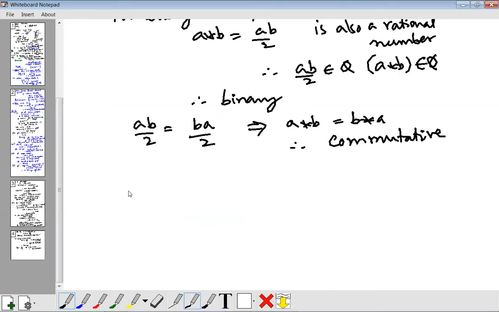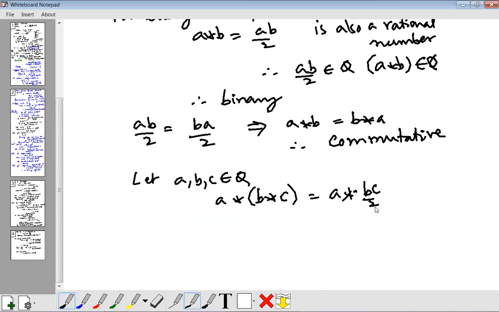And third one, let A, B, C belong to Q. So we'll do A star B star C. That's equal to A star BC by 2. So this is equal to the first one and second one. That means A multiplied by BC by 2 divided by 2. That's equal to ABC by 4.